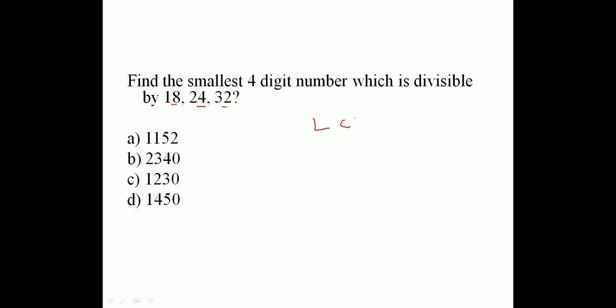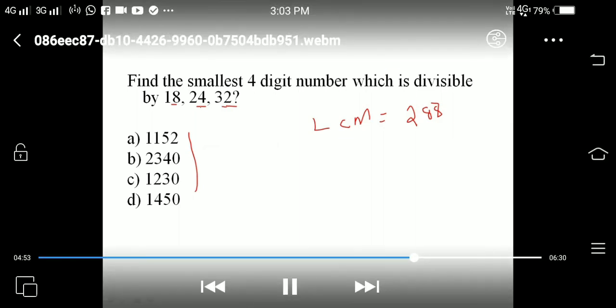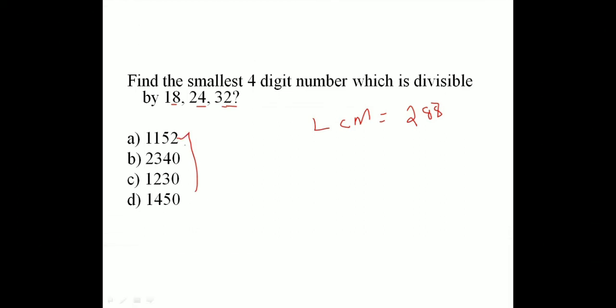288. 288 is the LCM that we got from 18, 24 and 32. So that small number should be divisible by this LCM, that is 288. Okay, check which of the given numbers is divisible by this LCM.